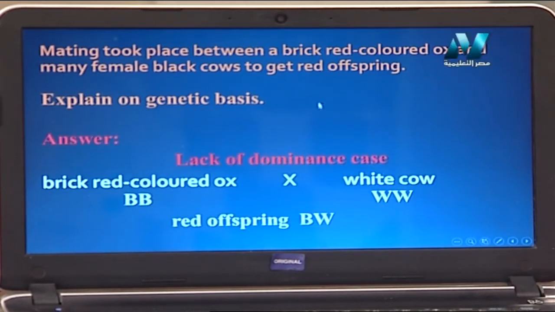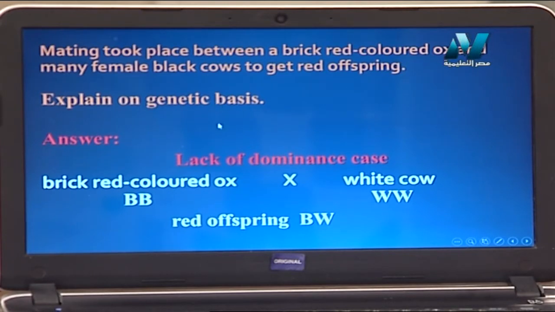Of course, it is a lack of dominance, because we have 3 phenotypes. The parents are brick red colored and black colored or white colored. So they are 2 different colors, and the offspring are red. So we have 3 colors.